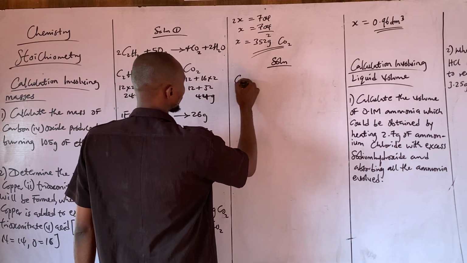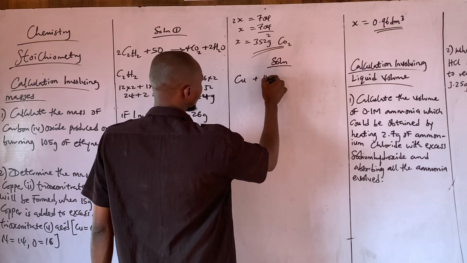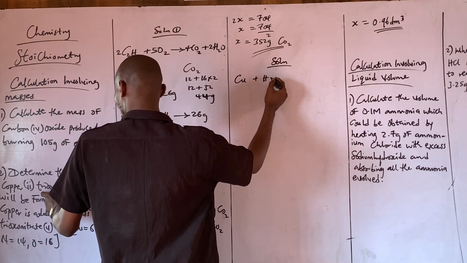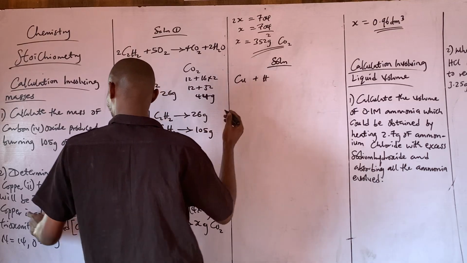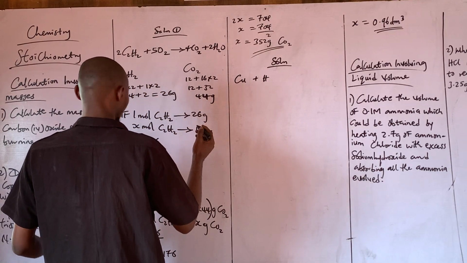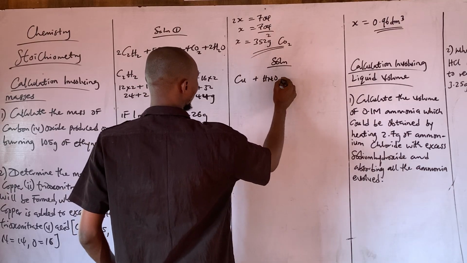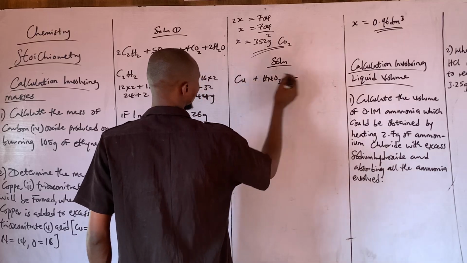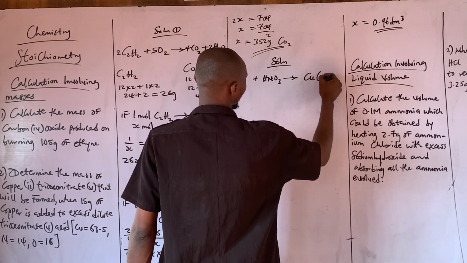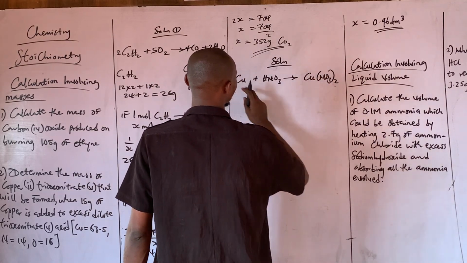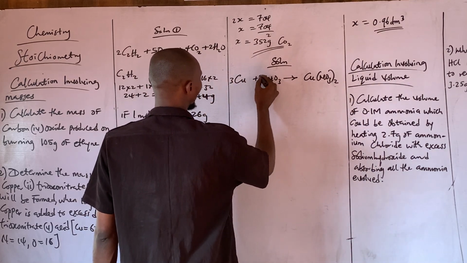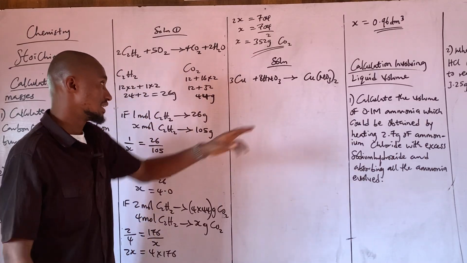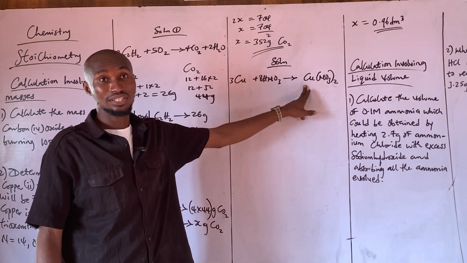This is copper plus, they said copper(II), that is dilute HNO3. Is that correct? Yes. So here we're going to balance, okay. So here will be 3, right? And here will be 8. So how many copper do we have here? 3. How many copper do we have in the product side? 1. It is not balanced, right?